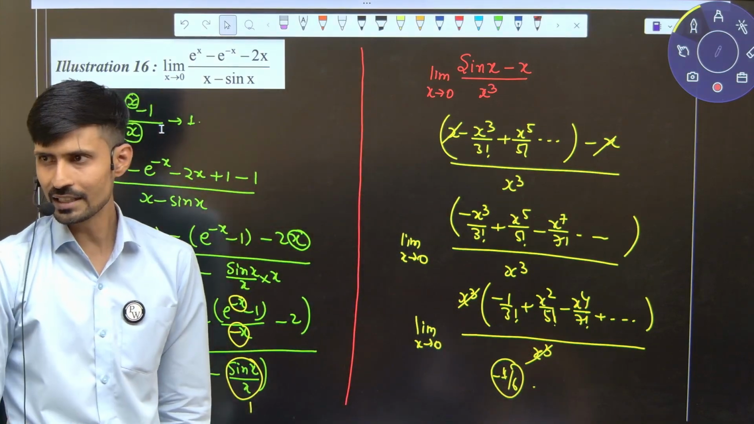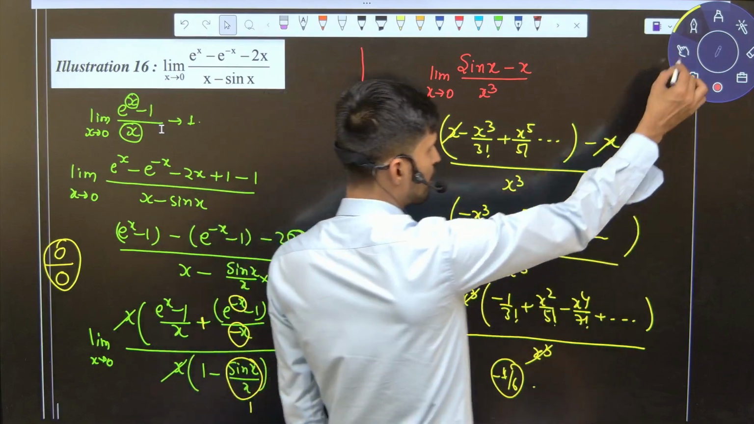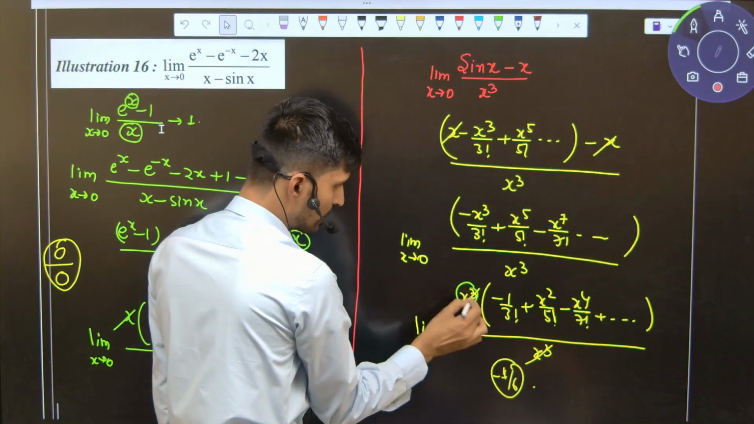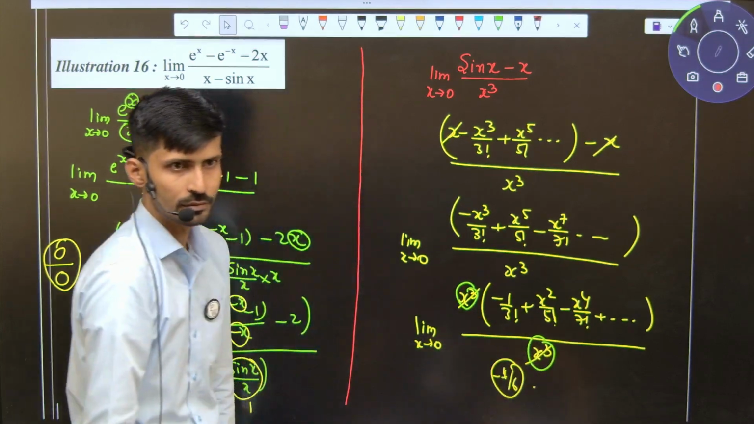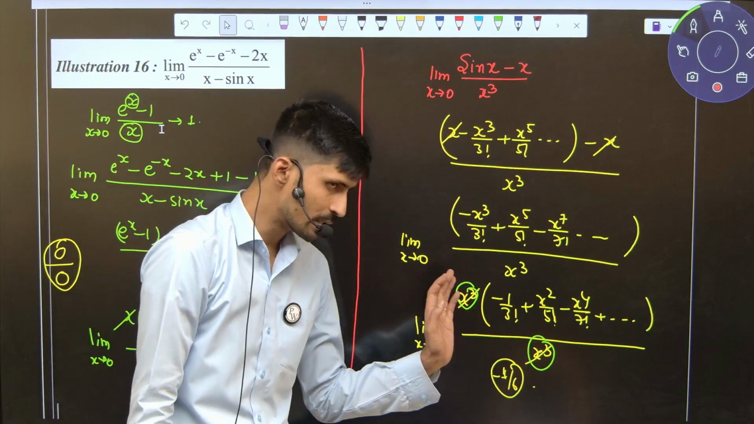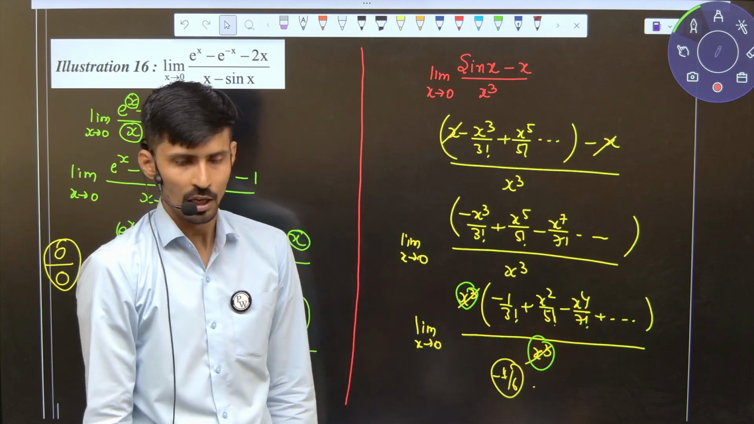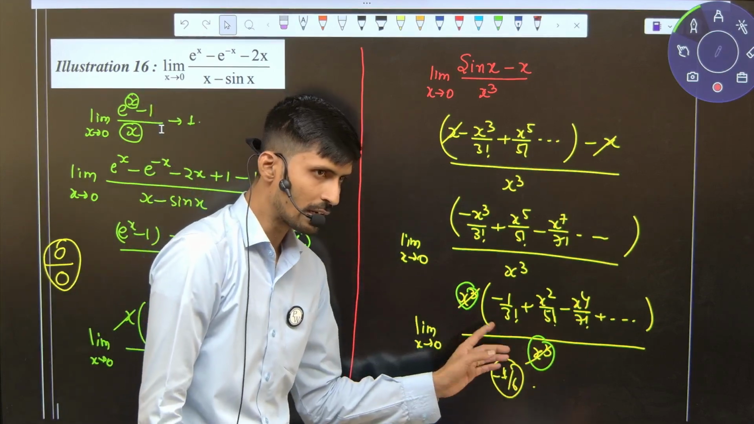Now, let's see the important step of this process. The important step of this process is cancelling of this x cube, because when both x cube are cancelled, only then is 0 by 0 removed. Now the question is how you will know what I have to cancel.